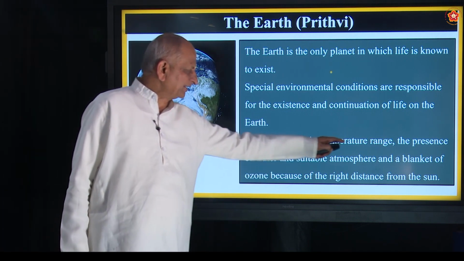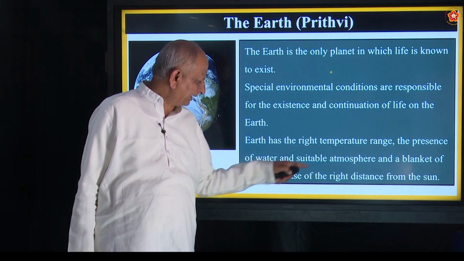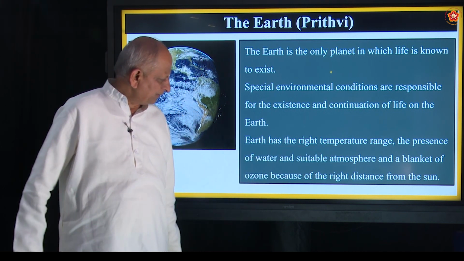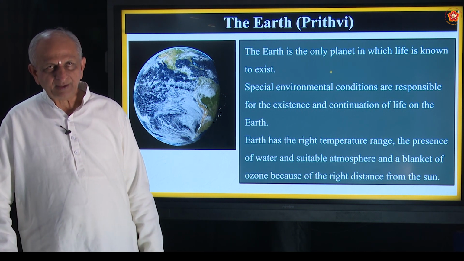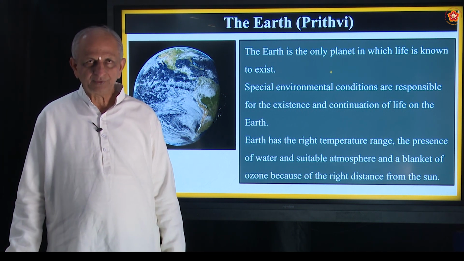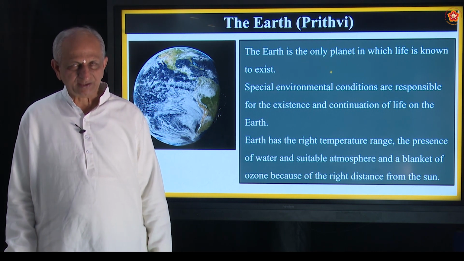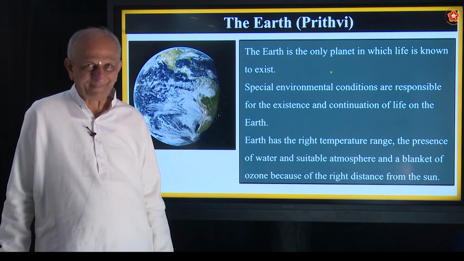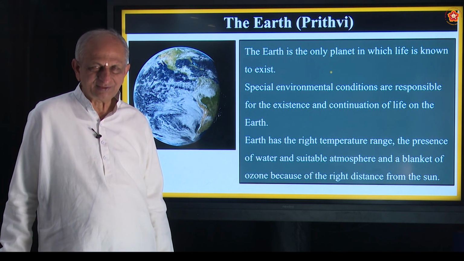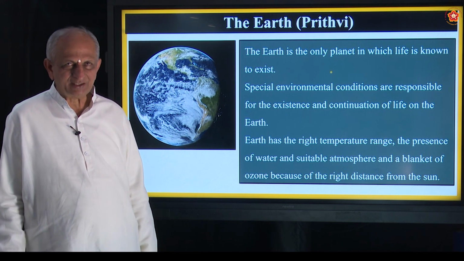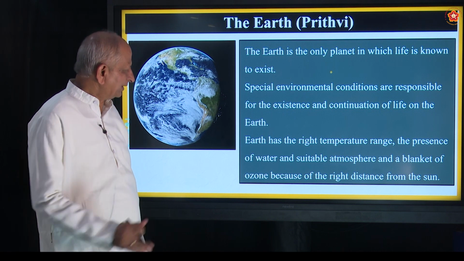The right temperature range, the presence of water, a suitable atmosphere and a blanket of ozone, all these are responsible for all beings to live on this Earth. There are 84 lakhs of species. All of them are born on this Earth and looked after, and they will die also after some time. So there is a good environmental condition.